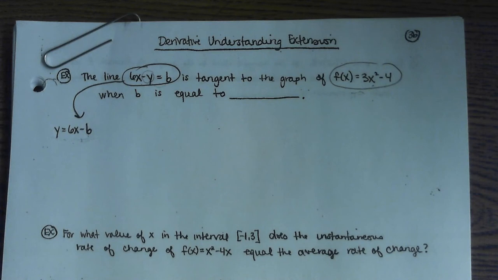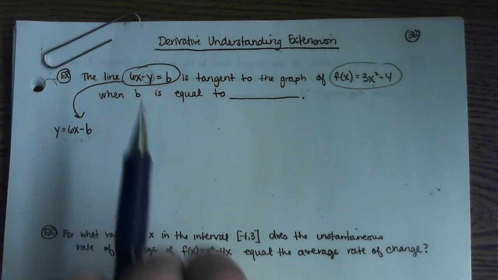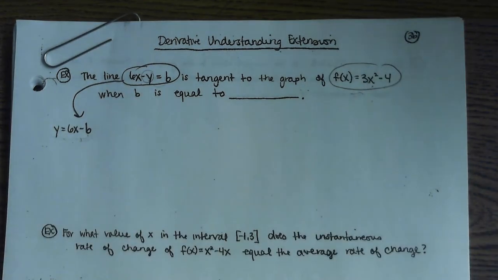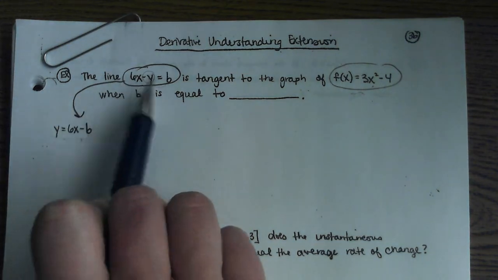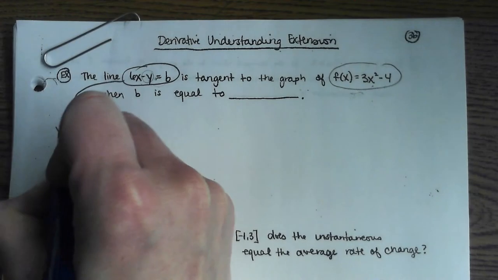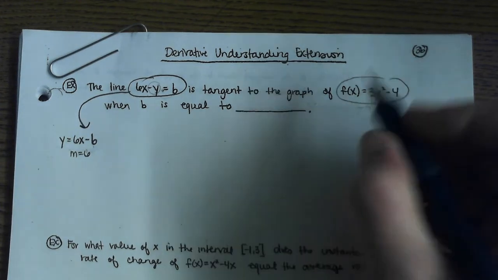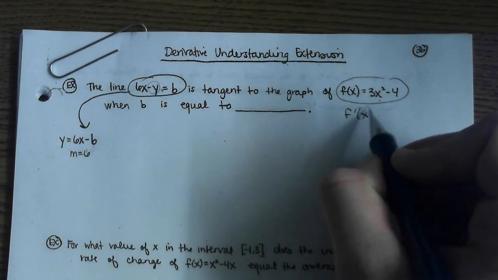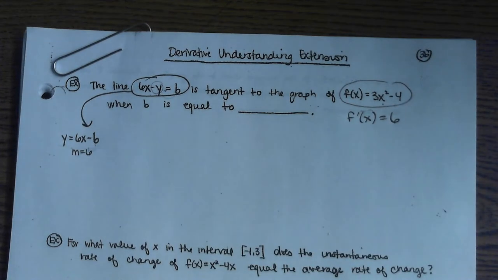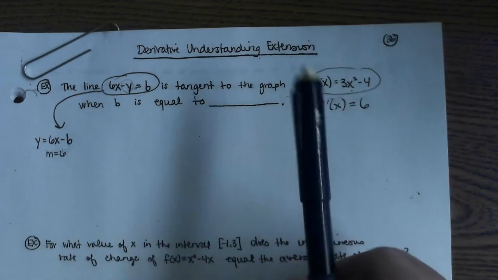The line and the function will touch each other, but specifically at a point of tangency. And when you're at the point of tangency, what about the line and what about the function is the same, Andrew? The slope. So the line has a slope of 6. We need to figure out where our derivative is going to equal 6. Follow? Okay? So we need to find our derivative.